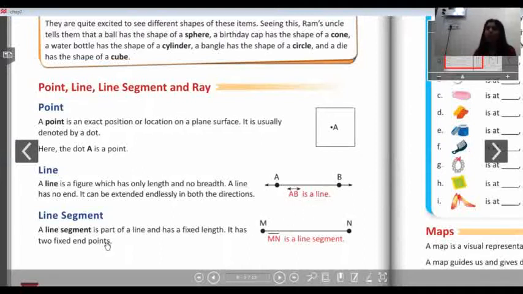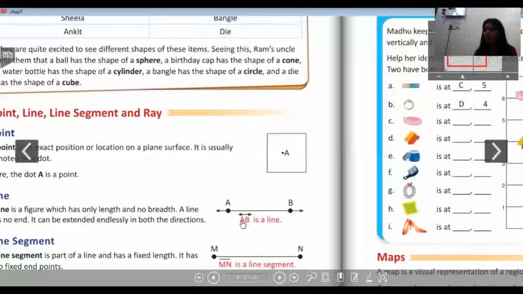Okay, and what do we mean by line segment? A line segment is a part of this line which has got a fixed length. Fixed length means you can measure it using a scale. So this MN is a line segment which has a fixed length and has two fixed endpoints. These are the endpoints of this line segment, point M and point N, and it is denoted by MN, with this line at the top. And this AB line is denoted by this sign.